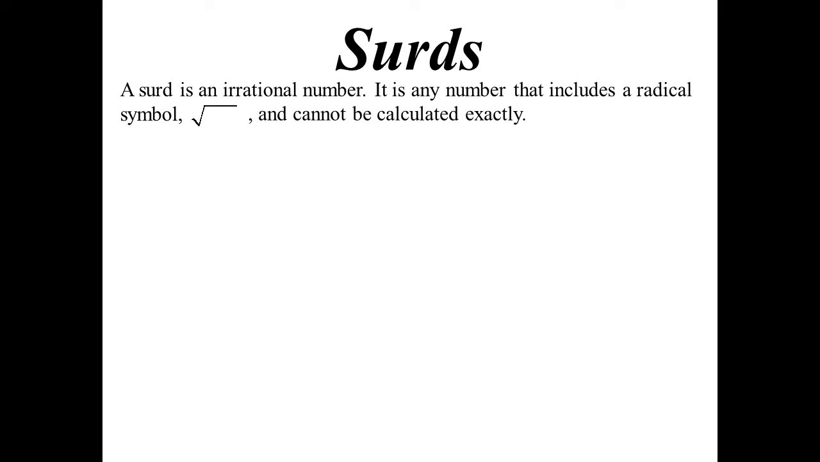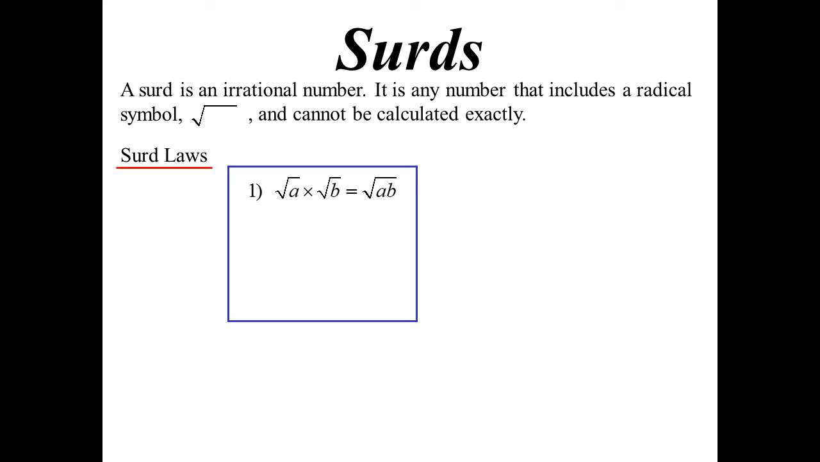So something like the square root of 4 is not a surd, because you can work that out. It's 2. And it doesn't have to be square root, by the way. Cube root, fourth root, fifth root, they're all surds. Okay, some rules that allow us to manipulate surds, which hopefully we're familiar with.